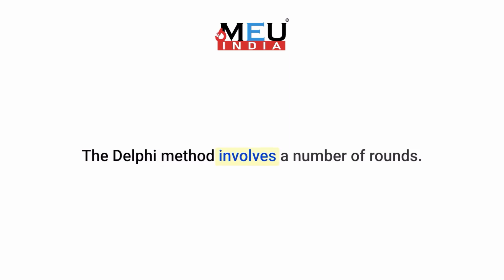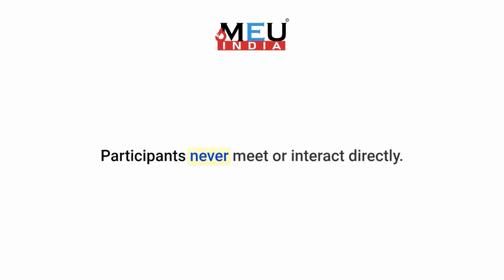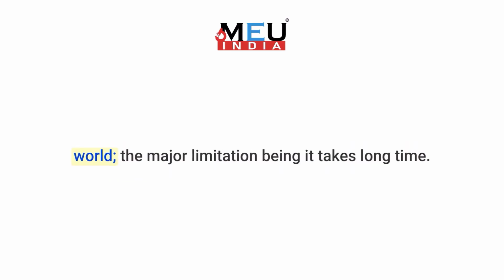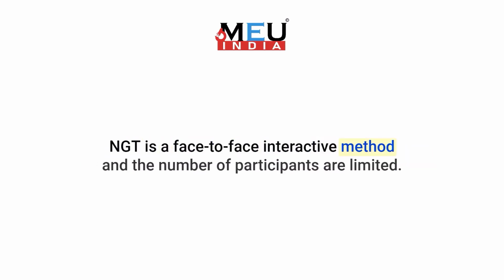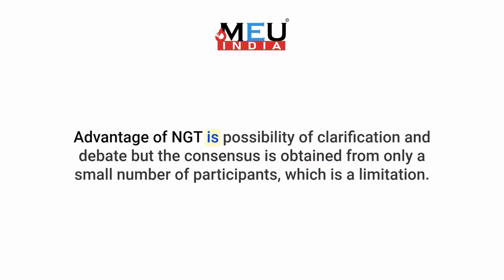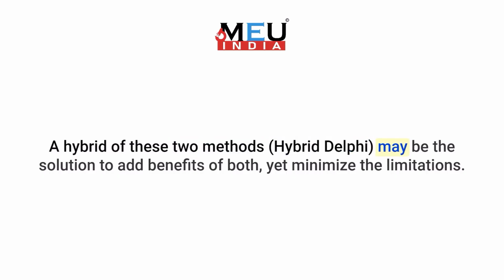The Delphi method involves a number of rounds. Participants never meet or interact directly. An advantage of Delphi is that it is possible to include a large number of experts spread around the world, the major limitation being that it takes a long time. NGT is a face-to-face interactive method and the number of participants is limited. It involves minimal discussion among the participants. An advantage of NGT is the possibility of clarification and debate, but the consensus is obtained from only a small number of participants, which is a limitation. A hybrid of these two methods may be the solution to add the benefits of both, yet minimize the limitations.